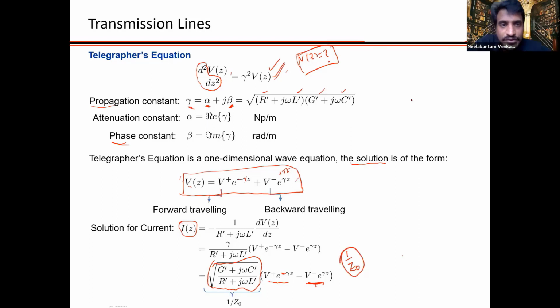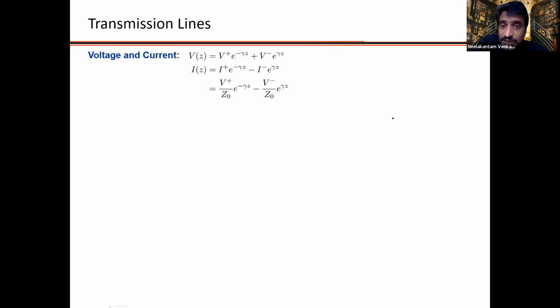So there are two things you have defined, gamma and Z naught. What is gamma? What is Z naught? How are we going to use it? We will see it in the next slides.